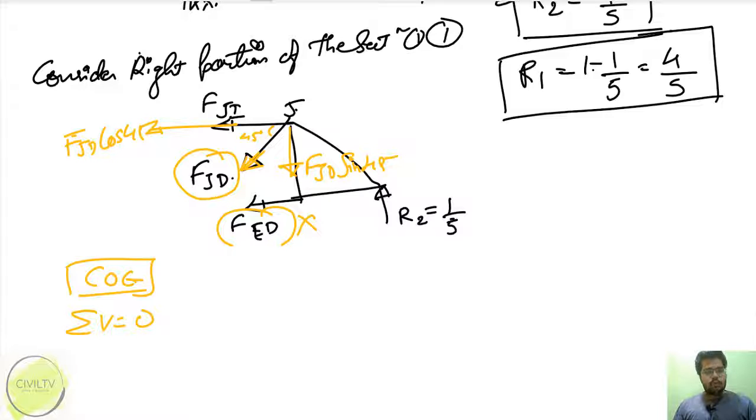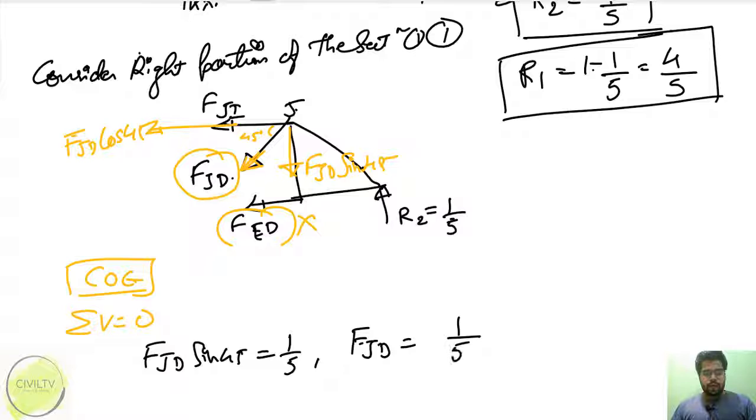तो क्या रहेगा, सिर्फ दो फोर्सेस हैं जो वर्टिकली एक्ट कर रहे हैं. एक तो मेरा FJD sin 45 और एक मेरा R2, and both are opposite to each other. So it is FJD sin 45 equals to R2, that is 1 by 5, right? So FJD comes out to be 1 by 5 into 1 by sine of 45. Alright, so जो भी इसका आंसर आएगा that will be our answer.